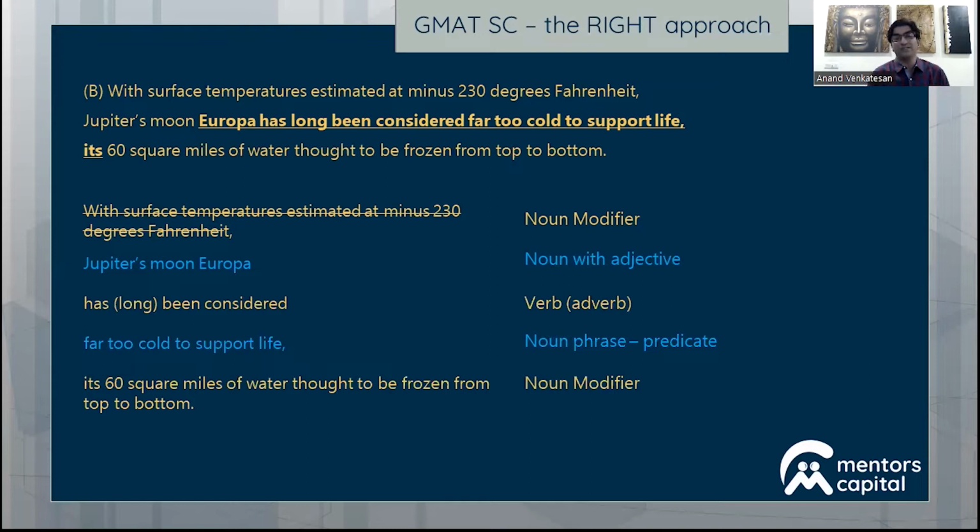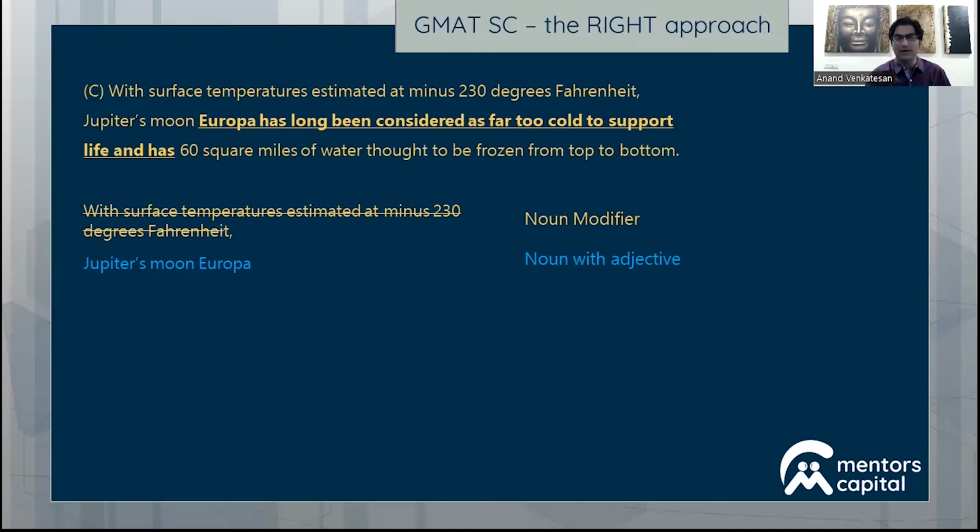And so with this structure, you're like, what does the sentence mean? Europa has long been considered too cold, well, far too cold to support life, in fact, and its 60 square miles of water are thought to be frozen from top to bottom. But that last portion is like an extra bit of information. So you're putting it as a modifier. You could actually strike it off, right? So that's probably a good way of imagining the sentence. That hey, if I remove it, is the remaining part of the sentence correct? Yes, it is, right? So I should think option B seems to be right.